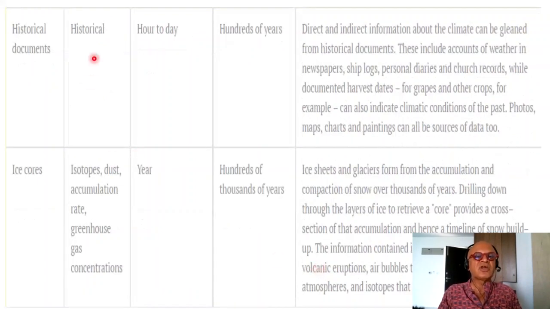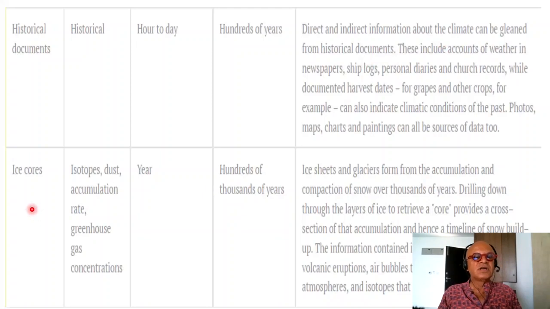Historical documents, they are historical time periods. They can be hours to days. They can record hundreds of years depending on which empire, which dynasty, which government survived. So direct and indirect information about the climate can be gleaned from historical documents.